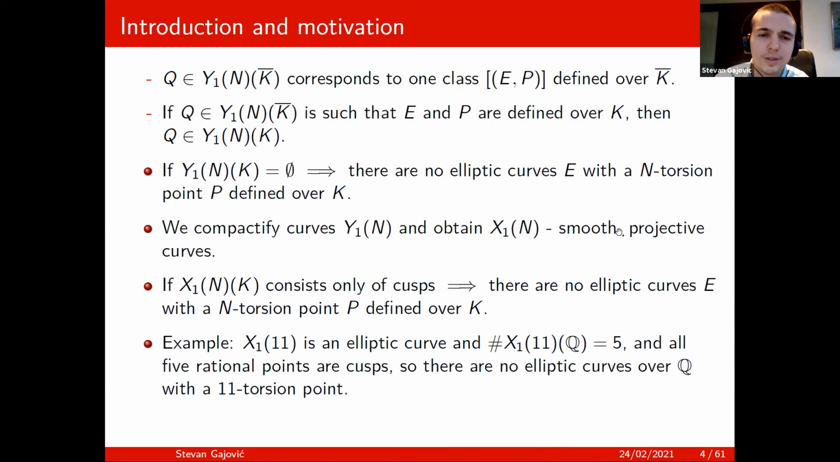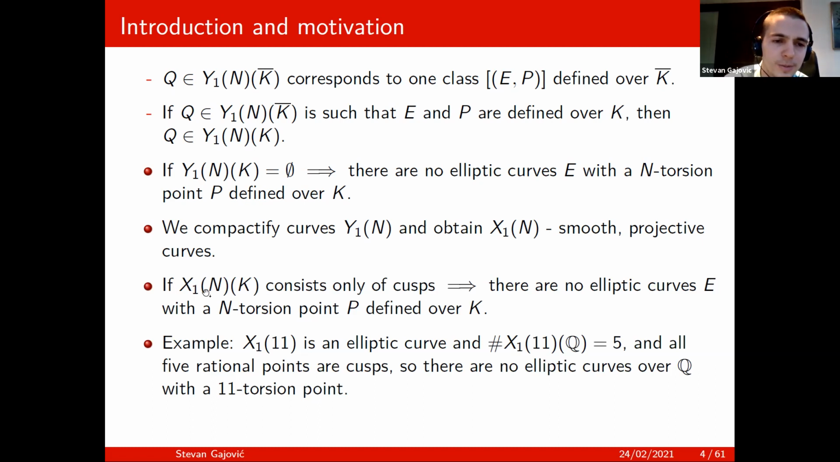But the problem is that these curves are still not very nice, and we want to work with nice curves, so we compactify these curves to obtain curves we call X1(n). These are smooth and projective curves. So these will be our nice curves. And for example, X1(n) consists of points on Y1(n).